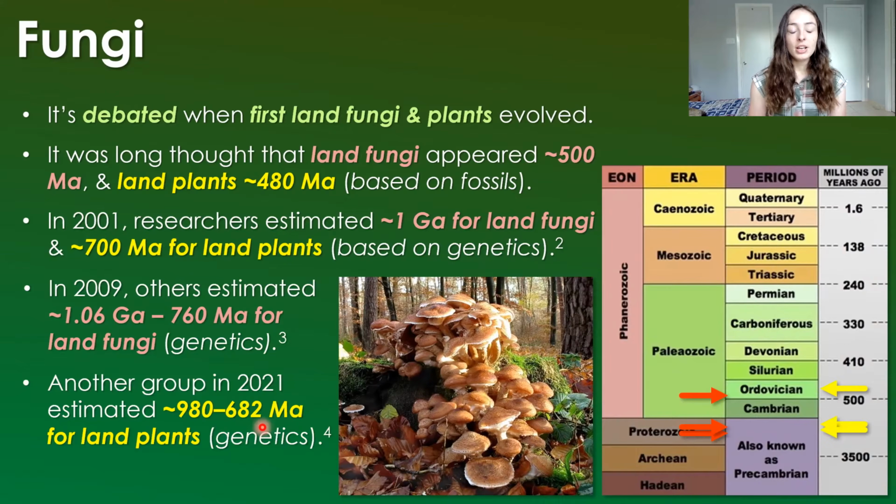And again, these are all based on genetics and consider the fossil record, of course, but their genetic calculation is mainly what they used to make these estimates, because it's really hard to trust a broken up and incomplete fossil record, especially of soft organisms that don't preserve very well. In any case, of all of these estimates, whether land fungi appeared in the Proterozoic around 1 billion years ago, or in the Cambrian to Ordovician time range, they still appeared earlier than land plants.